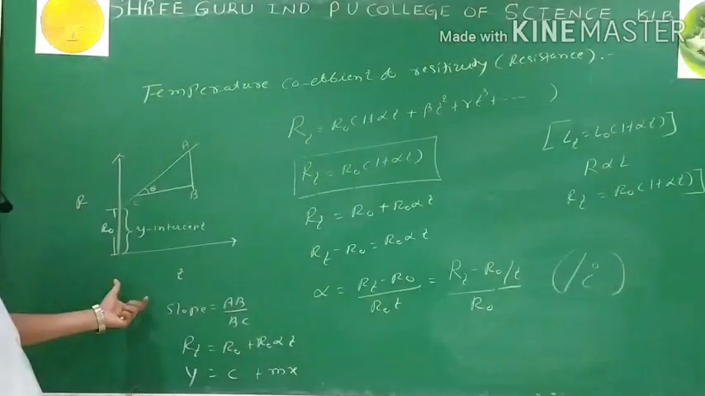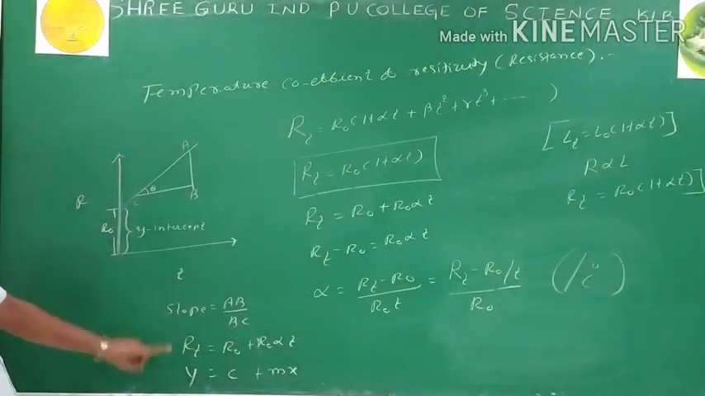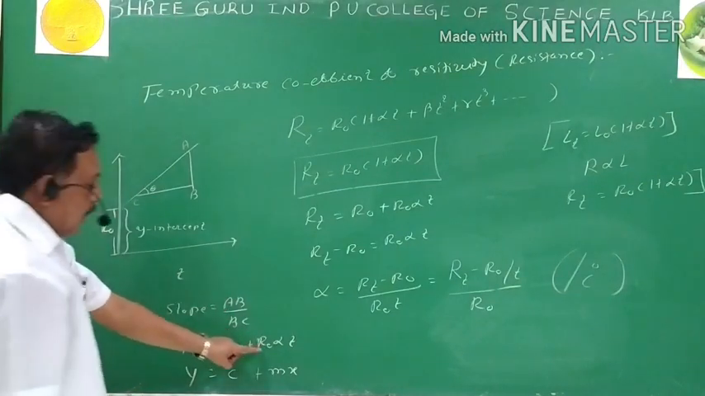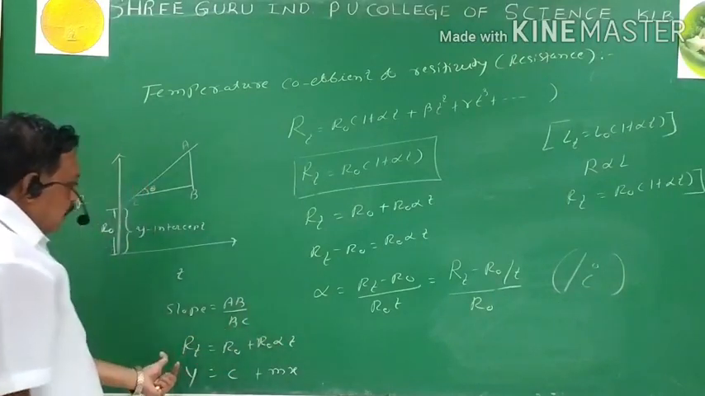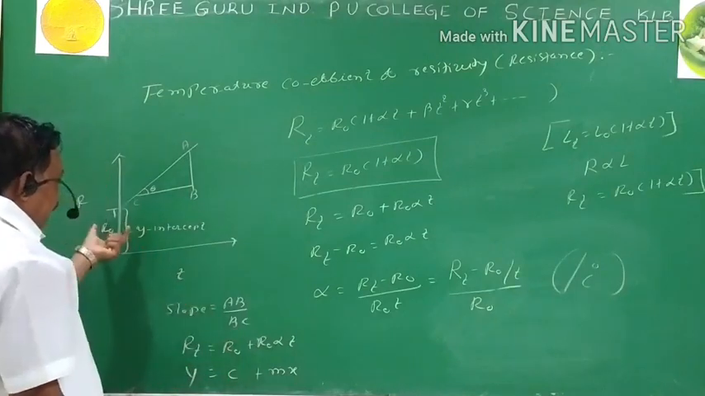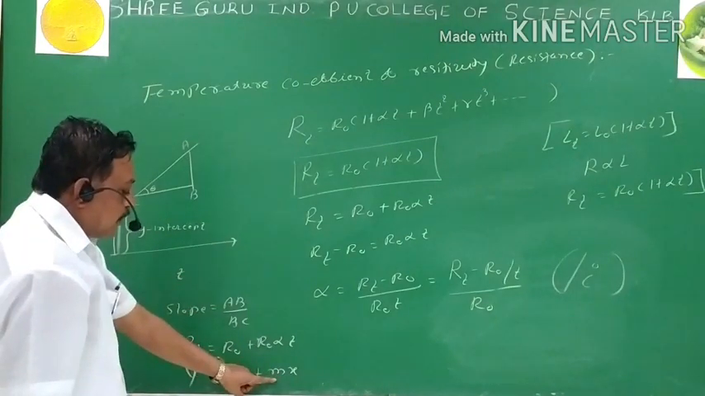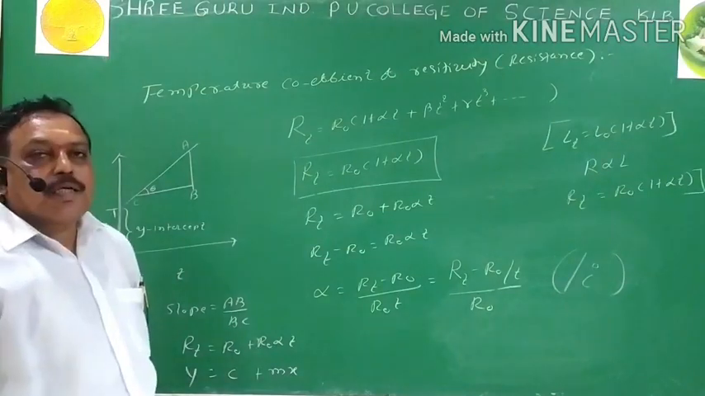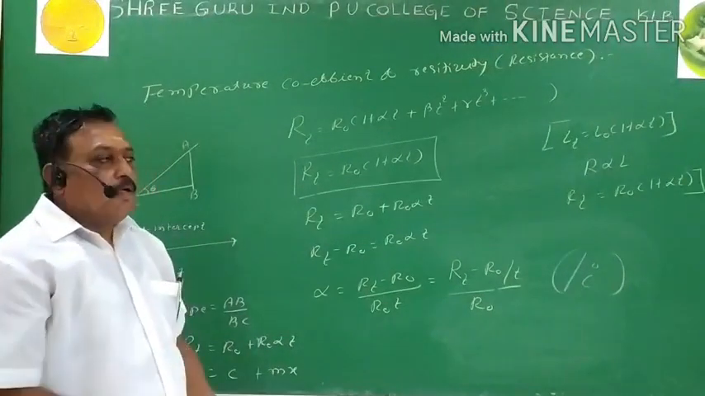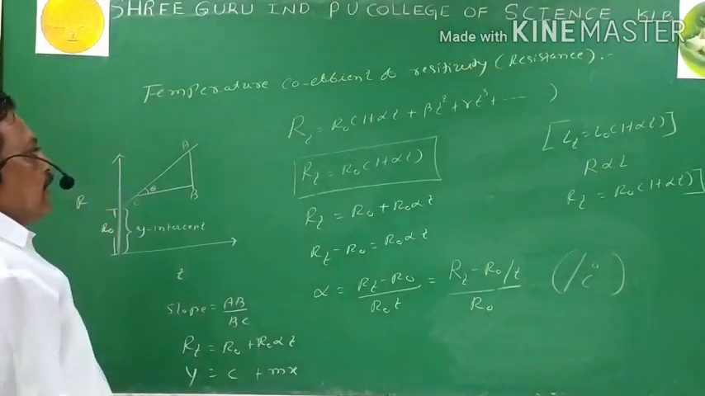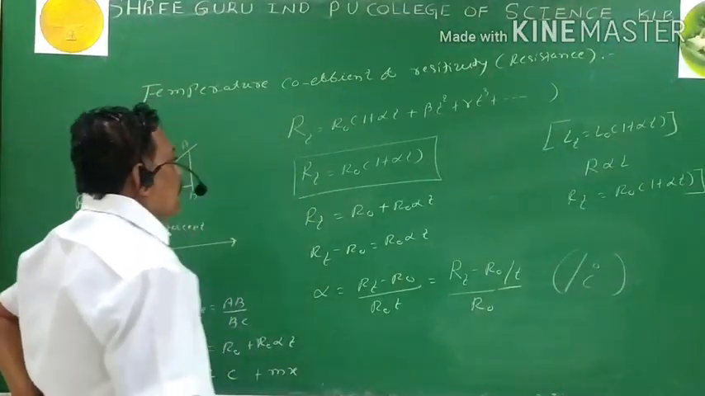Now this is your graphical representation. That slope gives AB by BC, then RT equals R0 plus R0 alpha T. From the equation of the straight line, y equals mx plus c. Here c is the y-intercept and m is the slope. So it is clear that as the temperature increases, the resistance of the conductor also increases. By keeping this concept, the temperature coefficient of the conductor is classified into two categories.